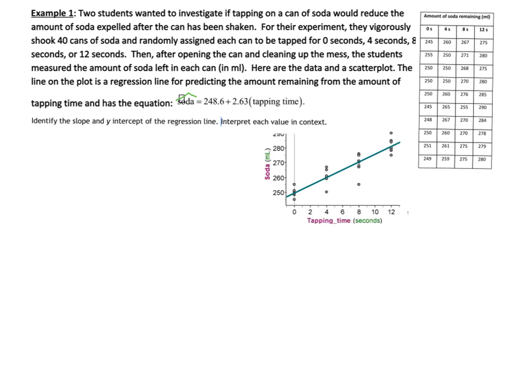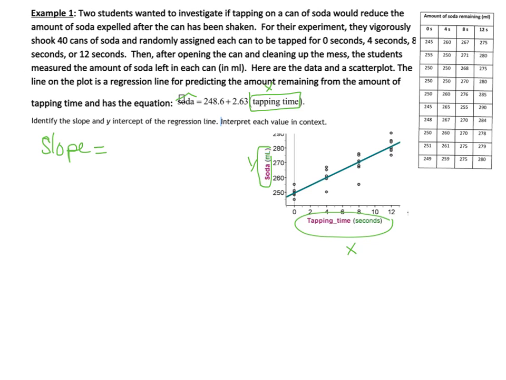We did the scatter plot in the previous section, so I don't want to spend a lot of time doing that right now. But all we're doing right now is we want to find the slope, we want to find the y-intercept, and we want to discuss what they mean in context. So first thing is, remember, my slope is the value with the x variable. In this case, you'll notice that my x variable is tapping time. So actually, this equation put that in there already. And my y variable is soda, which the equation also put in there.